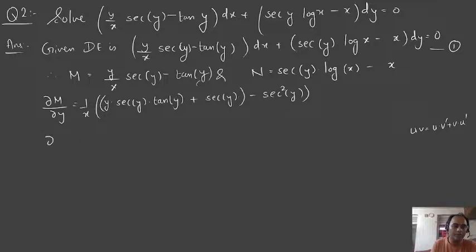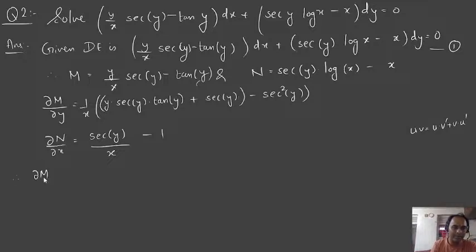Now dou N by dou x, when you go for doing this, sec y is constant. So when you do the derivative of sec y into log x, sec y stays outside as a constant. Log x derivative is 1 upon x, minus of x derivative is 1. Now you see that nothing is becoming constant, but something should get cancelled over here. Let us see what gets cancelled, or some term must give us a proper answer.